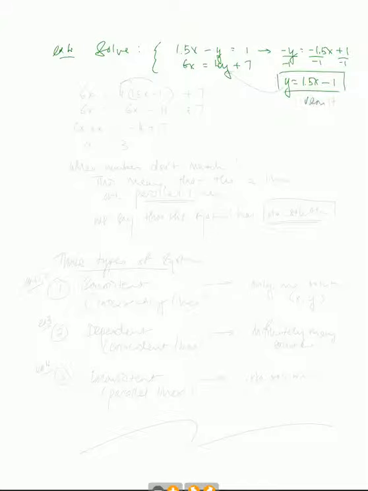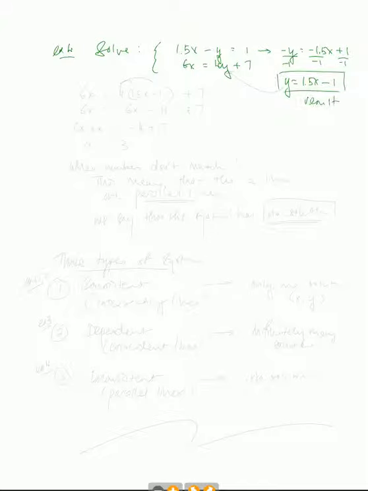Okay, let's look at example 4. Supposedly you're asked this time to solve 1.5x minus y equals 1, and 6x equals 4y plus 7. So I'm still looking at the first equation because I see the y by itself, and I need to get y alone. So it's going to read negative y equals negative 1.5x plus 1. But I cannot have negative y, so I'm going to divide everybody by negative 1, which makes it y equals positive 1.5x minus 1. So that becomes my result.